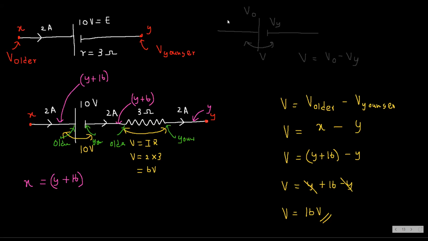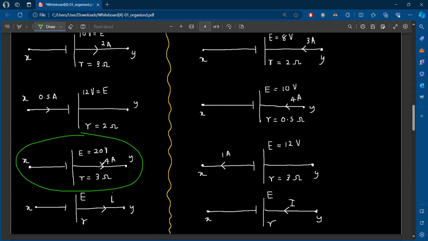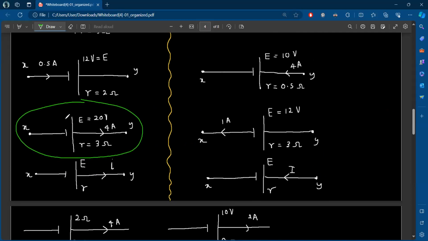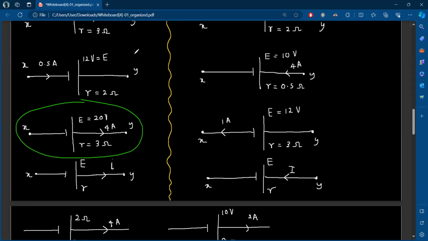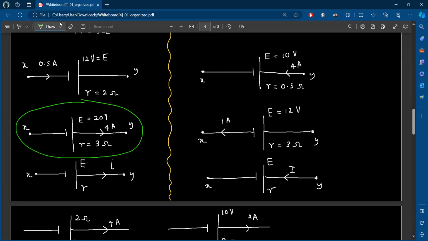E is equal to 20 R? No. First check your question, because there is no R. R is equal to 3 ohms. Am I correct? Yes, sir. E is equal to 20 volts. It's volts. It's 20 volts, okay?